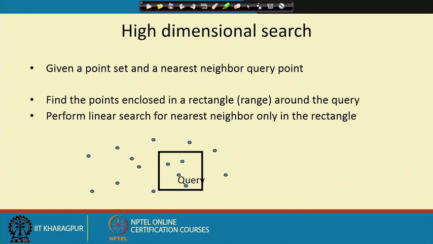We continue our discussion on the nearest neighbor classification techniques. One problem we discussed in our last lecture was the problem of computational complexity.